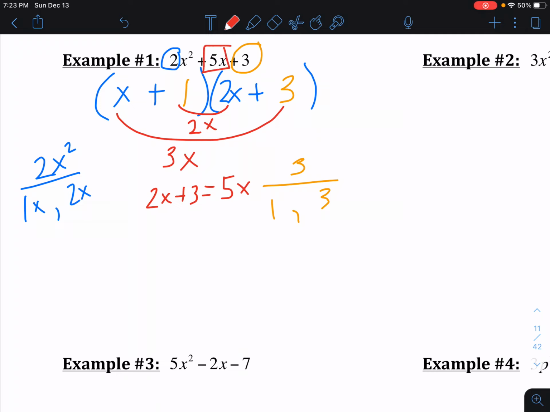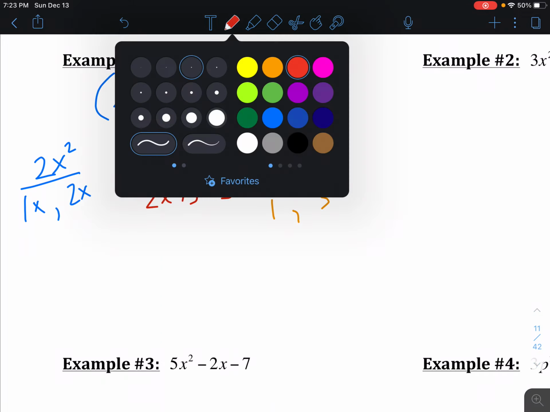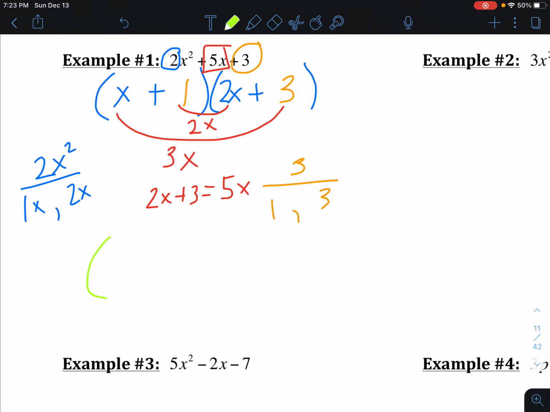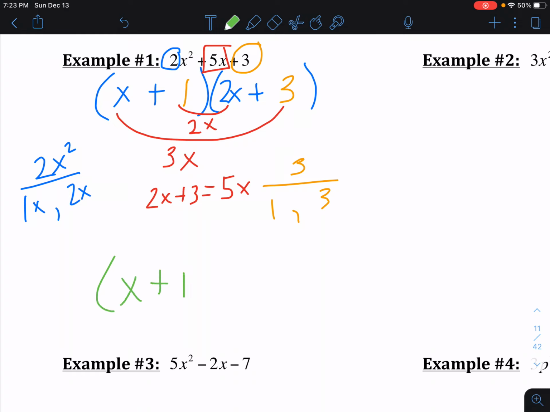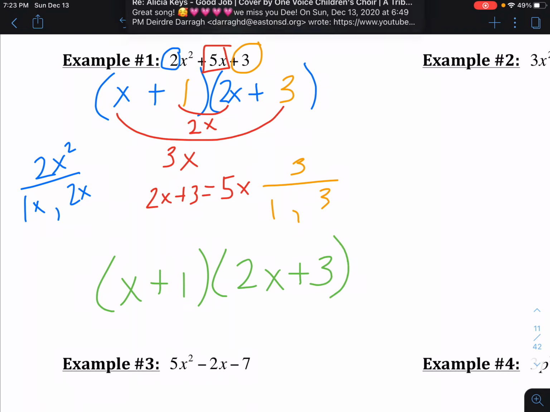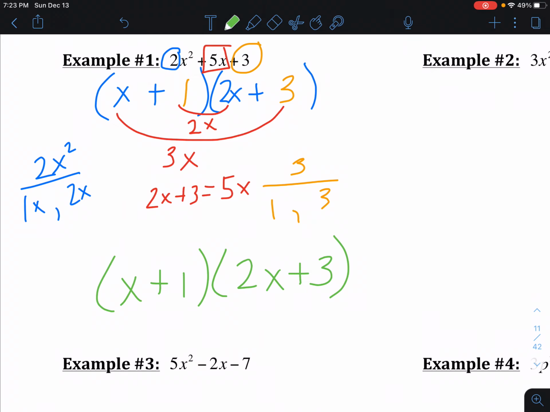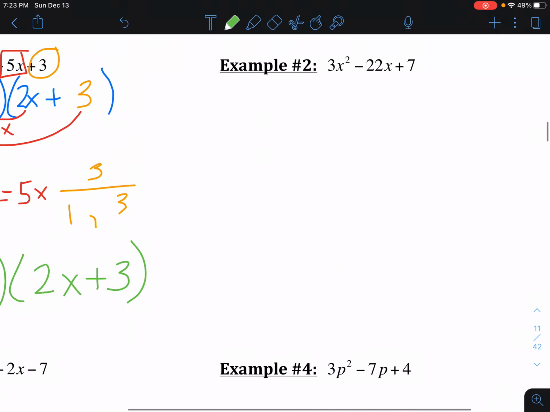So that means I did do it correctly. I checked it, multiplying the O's, multiplying the I's, and then adding them, and it got me to my B term, 5x. So that means that I have my answer. I'll just rewrite it here at the bottom. So my answer is x plus 1, 2x plus 3. So we got lucky here. We did guess, and it checked out on our very first try. Again, we got lucky. That usually doesn't happen all the time. Let's try another example.